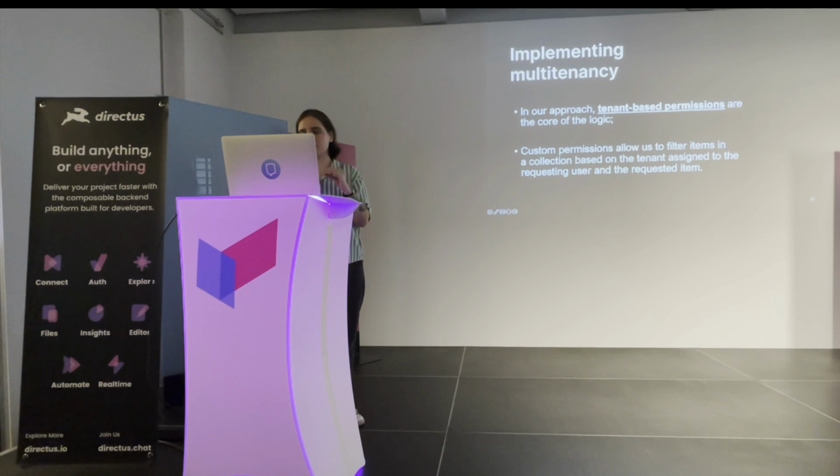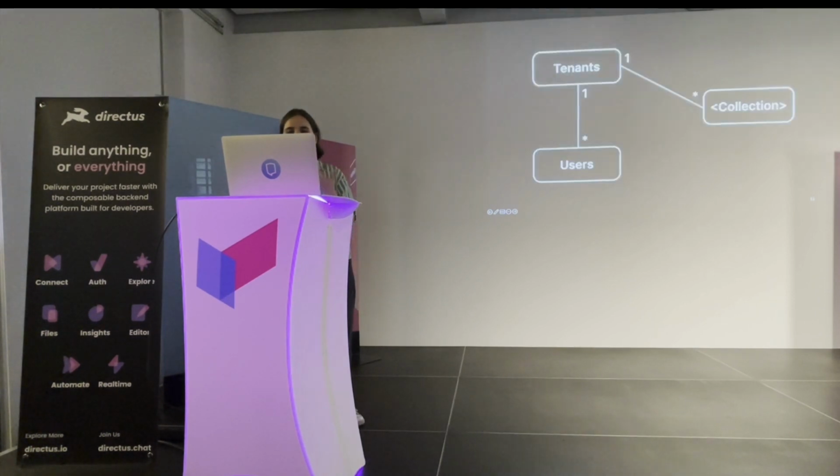So to make it easier to visualize this, let's take a look at how the data is structured. In this approach, we have a tenants collection, which allows you to define the tenants. In a real-life scenario, which is what we do, the CRUD permissions for the tenants are limited to the super admin role, which is something that you might also consider because the tenants collection is very privileged.